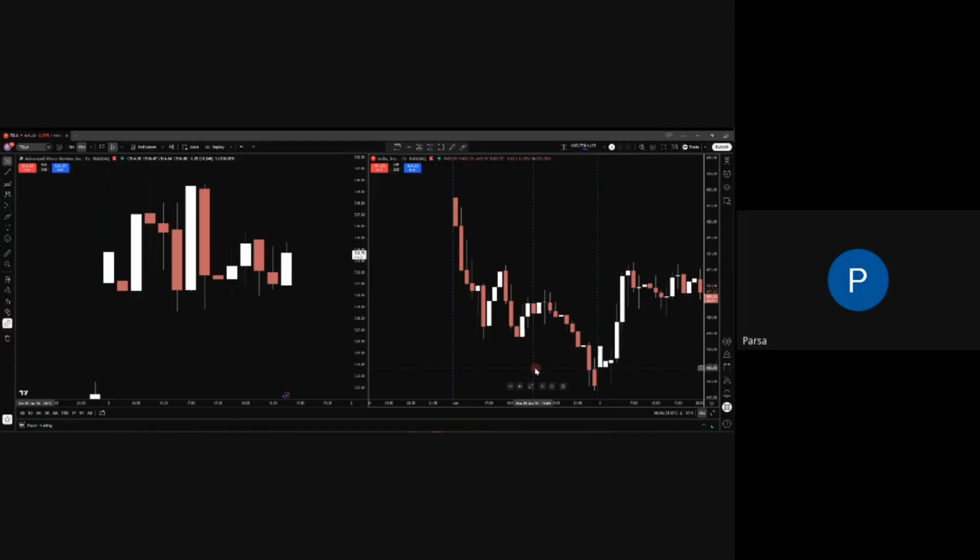The strategy is 15-minute charts, and you turn off the pre-market and aftermarket, and only trade AMD or Tesla. You can try it with other stocks as well. I tried it with NVIDIA, PLTR, but I wasn't that successful.